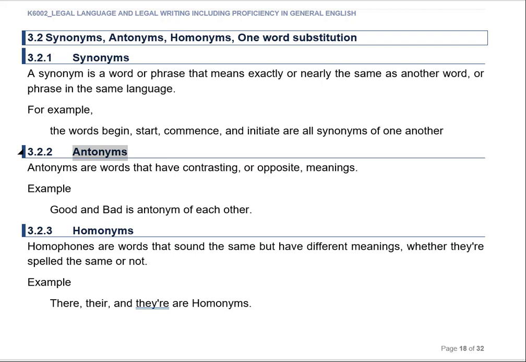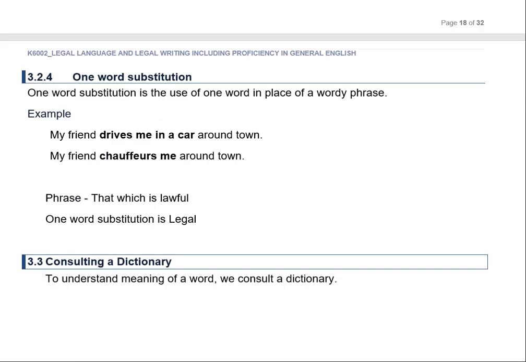Antonyms. Antonyms are words that have contrasting, or opposite, meanings. Example: good and bad are antonyms of each other. Homonyms. Homophones are words that sound the same but have different meanings, whether they're spelled the same or not. Example: there and their are homonyms.